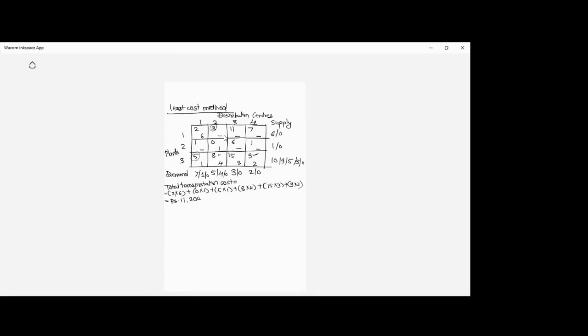Okay, so this is how the least cost method is done. It is very easy to understand. The name itself tells it: the cells which have the least transportation cost will be used for the allocation purpose, right?